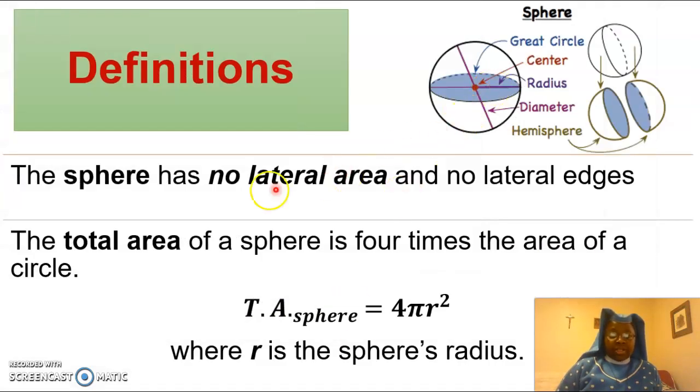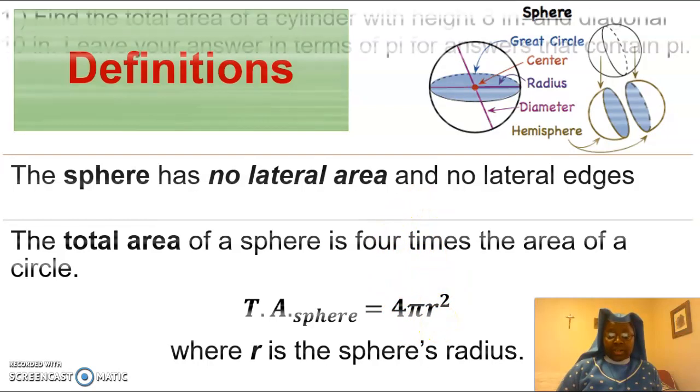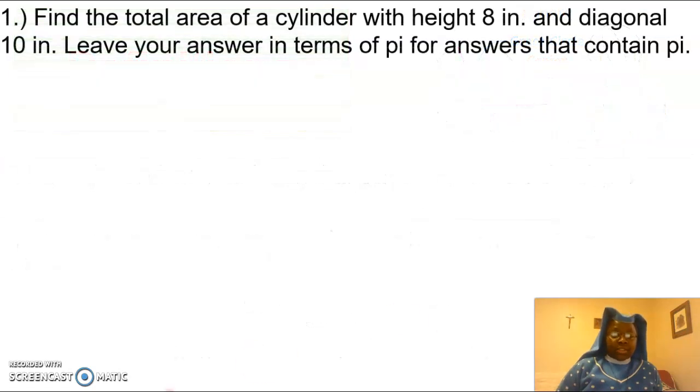Okay, a sphere, like we already said, has no lateral area. It has no lateral edges. So the total area is 4 times the area of a circle, which is 4 pi r squared. And the way to prove this formula is beyond geometry, it is in calculus. But we are just going to calculate the surface area with this formula. So let's do problems, solve problems.